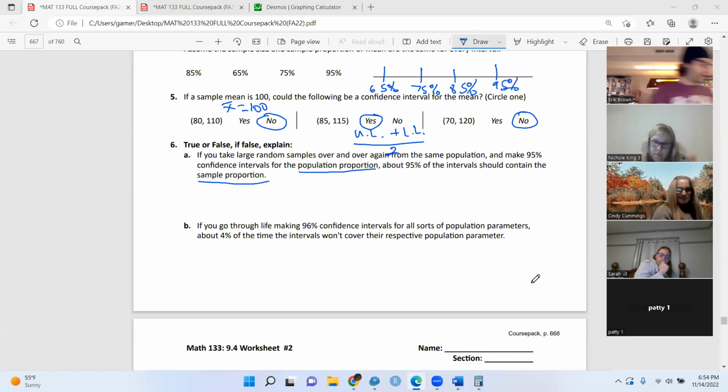Wait a minute, what's a sample proportion? Is it an X bar? Is it a p hat? Is it a point estimate? Is it a scribbly scrap? No clue?